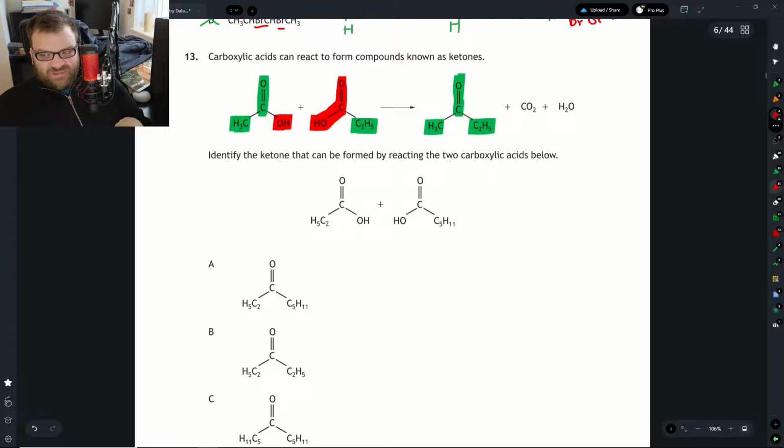The bits in red, where are they going? Well, if you look there, we've got 1 carbon and 2 oxygens. That would be those parts there, giving you CO2. And then you've also got H2O. So those parts are used to make the carbon dioxide and the water.